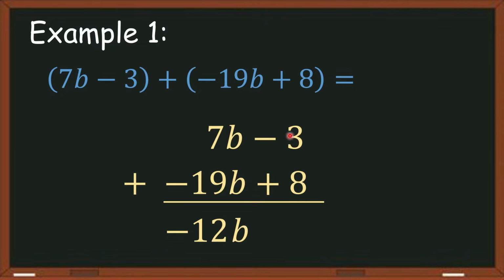So, now, dito naman tayo sa dalawang constant. So, negative 3 plus 8. So, again, isang negative at isang positive. I-add natin. So, all we have to do is to subtract. 8 minus 3, the answer is 5. Dahil 8 yung mas malaking number, ang sign niya ay positive. Kaya, positive din itong naging sign nung 5. So, the answer is negative 12b plus 5.